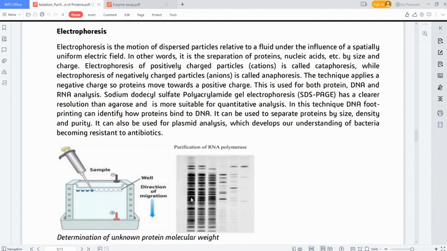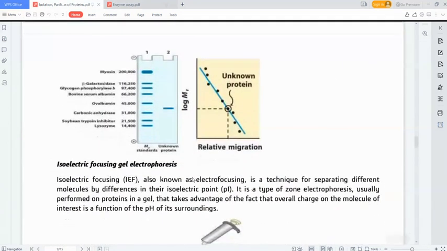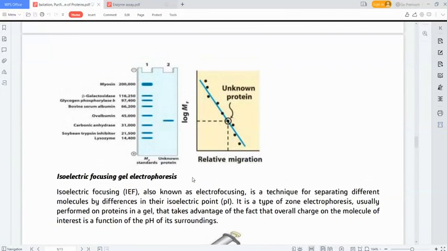Each band you're seeing on the right part is a protein that has been separated. Each band is a protein that has been separated. Okay, so you can use it to separate protein.